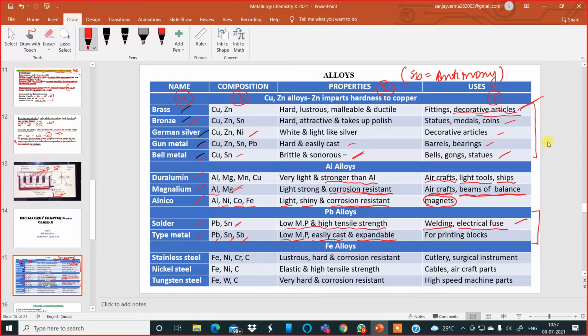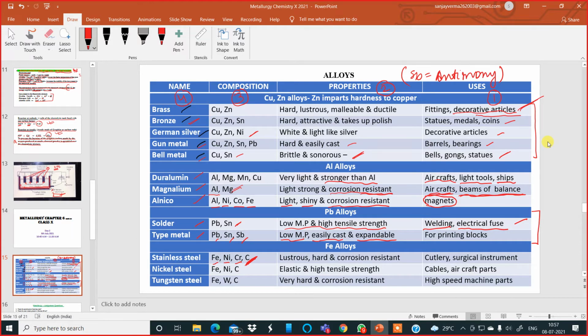After that, we have stainless steel, the first alloy of iron. It is an alloy made up of iron, nickel, chromium, and then carbon, which is a non-metal. So the non-metal used to make stainless steel is carbon.